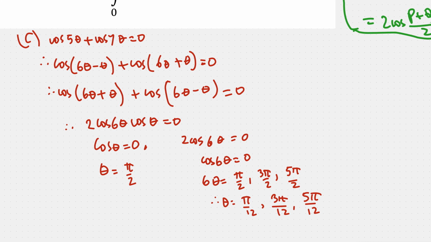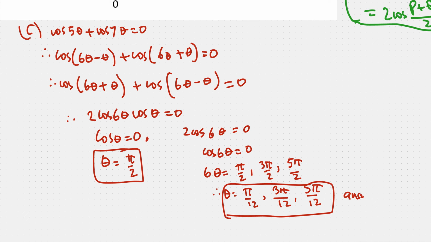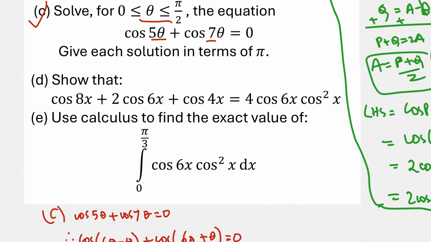So that's 15, 45, and 75 degrees. So we can't do the next one, this will be more than 90 degrees. Okay, so these are the values. So then these are the values of theta, and that's the answer. That completes the C bit. Now for the D part.